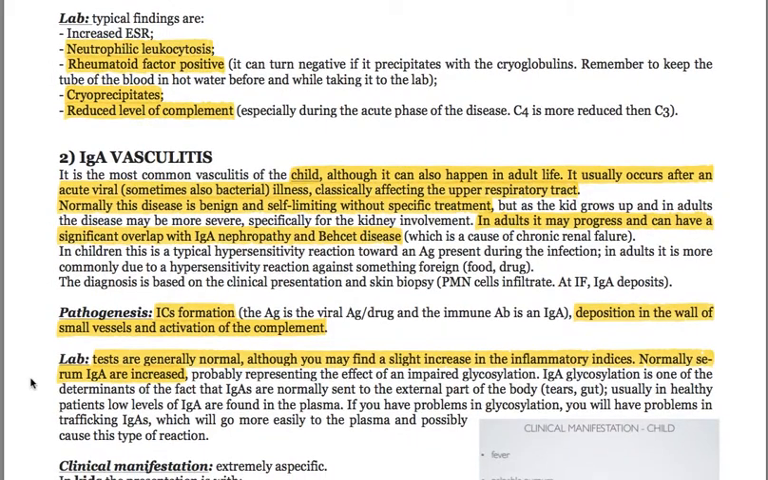Lab findings are increased ESR, neutrophilic leukocytosis, rheumatoid factor positive. It can turn negative if it precipitates with the cryoglobulins. Remember to keep the tube of the blood in hot water before and while taking it to the lab. We can have also cryoprecipitates and a reduced level of complement, especially during the acute phase of the disease.